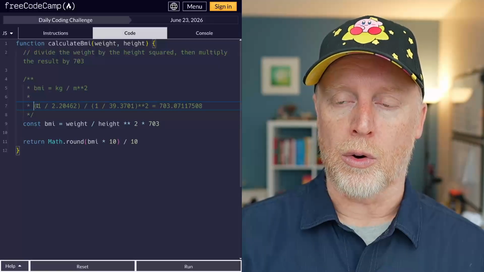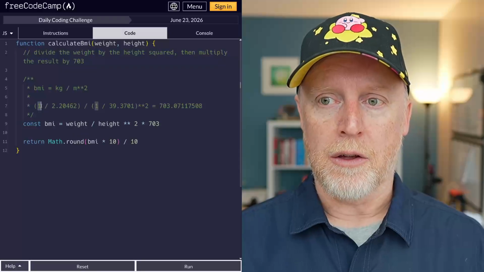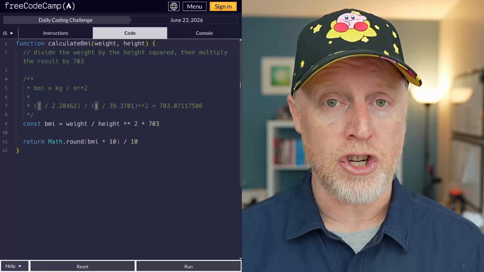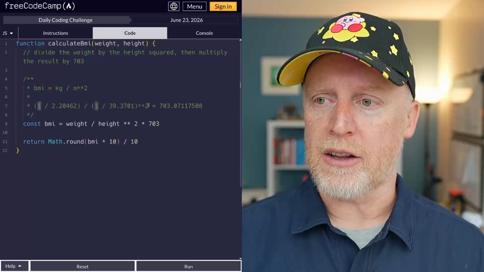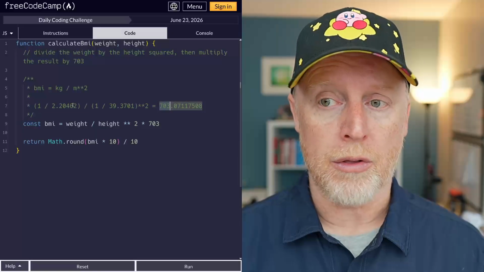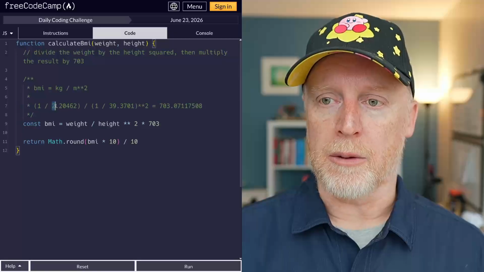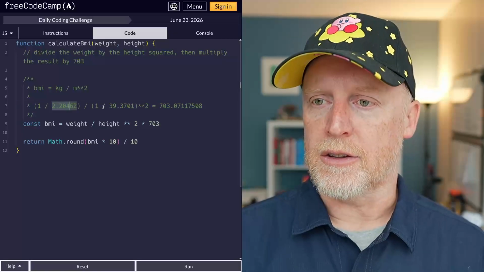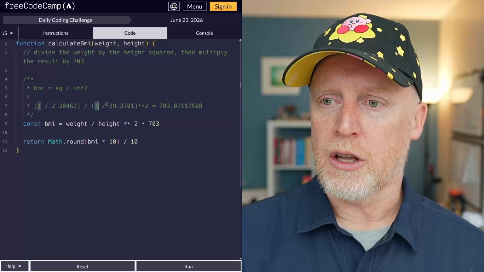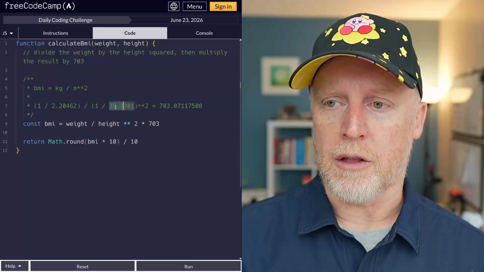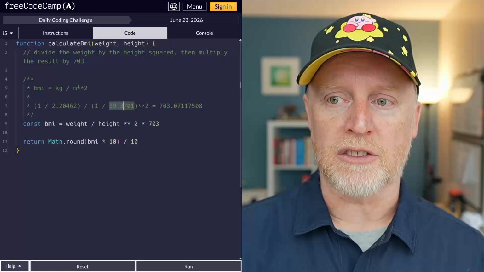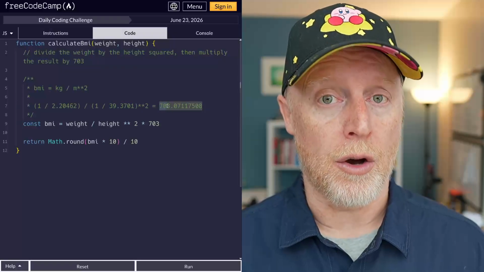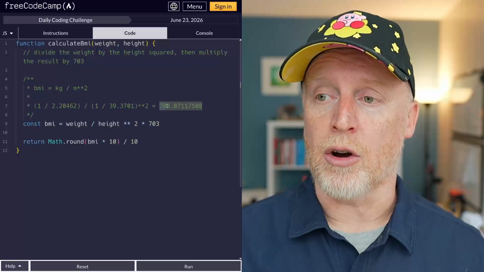So right here we go, if we just did it at 1 pound and 1 inch, right? Then we get that ratio, which is 703. So 1 pound divided by the conversion to kilograms, which is 2.2 and a bunch, divided by 1 inch, divided by 39.37 and a bunch. That's the conversion to meters. We do all that, and it comes out to 703, right? That's kind of how it works.